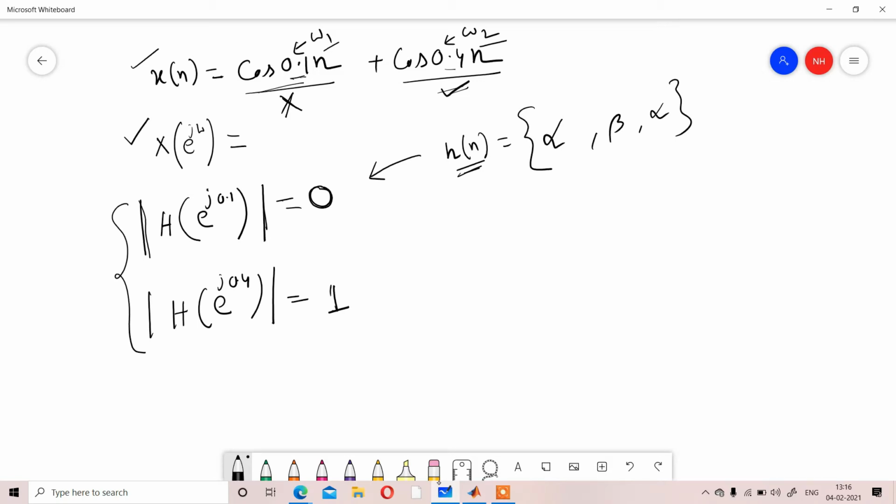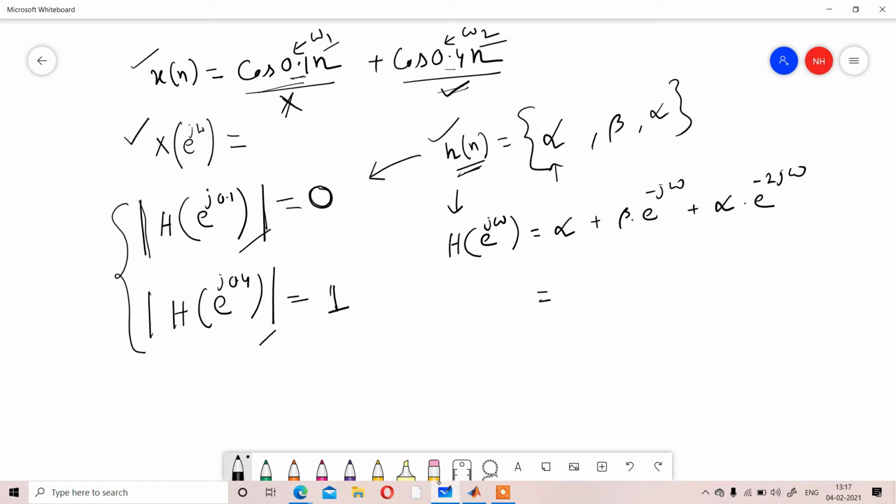So the filter response h n in time domain obviously is defined as alpha, beta, alpha. You have to calculate h e to the power j omega for both cases. So first you have to represent h n in the frequency domain. So you will represent h n as h e to the power j omega, and that you will get, obviously that is the 0th form, so alpha plus beta into e to the power minus j omega, plus alpha into e to the power minus 2j omega. Okay, simply that is the response of h n.